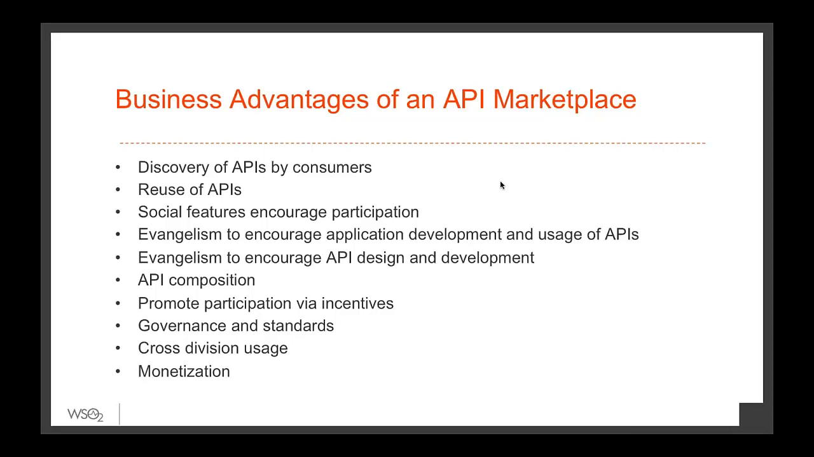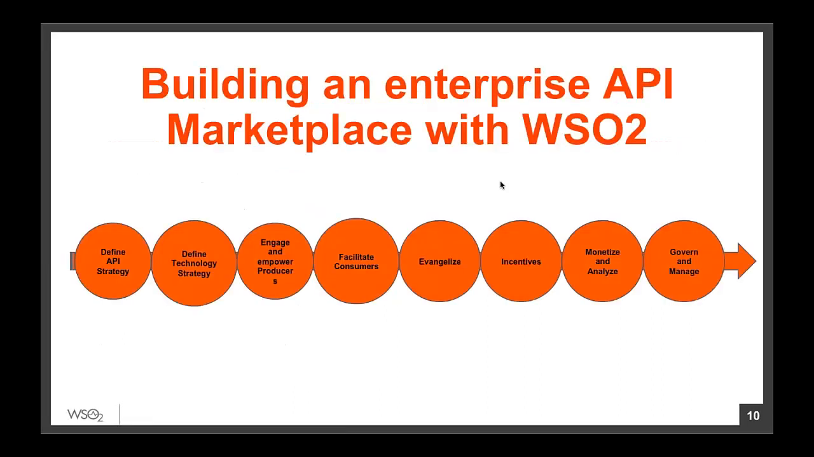And then finally, monetization is a key area as well. You should be able to monetize APIs that are externally exposed, as well as monetize APIs to some extent between the various business units. So monetization models can be a freemium model, a revenue share model, so on and so forth. So there's a large number of API monetization models out there, and the platform needs to be able to support these models. So that's the business advantages.